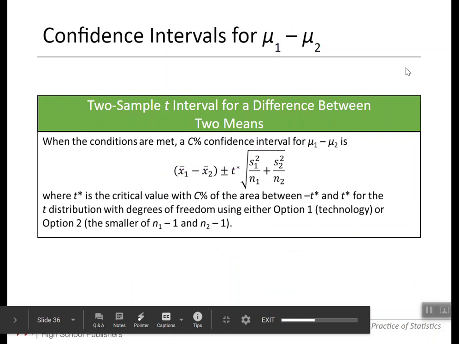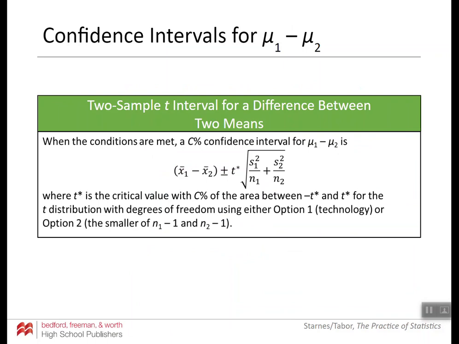So, the two-sample t-interval for the difference between two means. When your conditions are met, a C% confidence interval for mu1 minus mu2 is given by this formula here. T star is the critical value with C% of the area between negative T star and T star for the T distribution with degrees of freedom using either option 1, which uses technology, which is a rather complicated formula if you were going to try to figure that out by hand, or option 2, you use the smaller number, either n1 minus 1 or n2 minus 1.